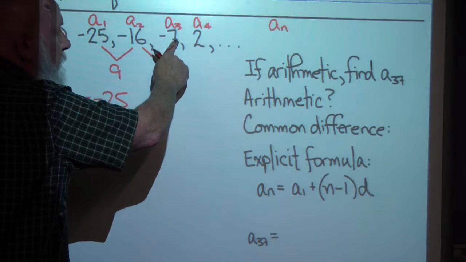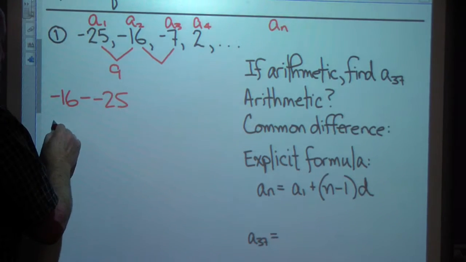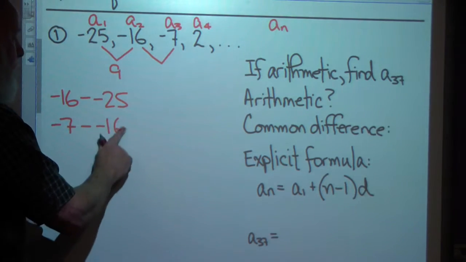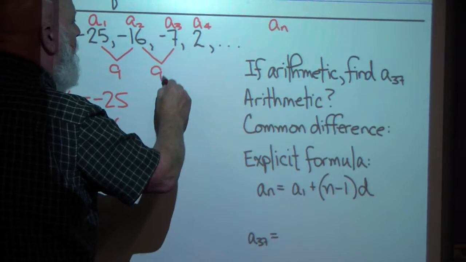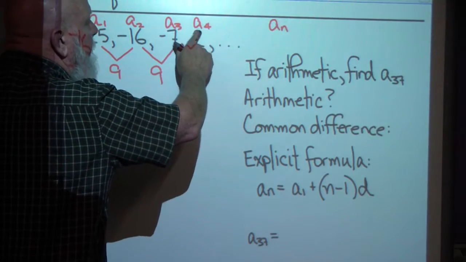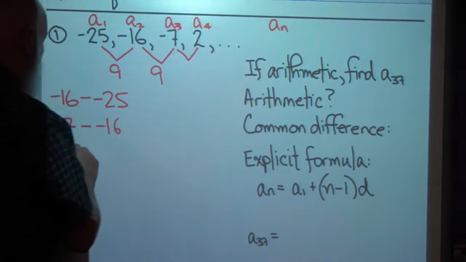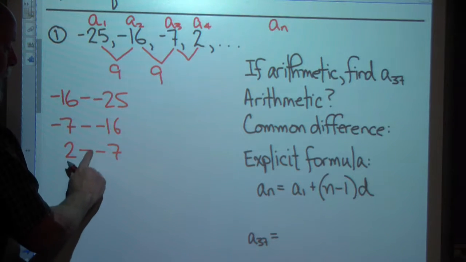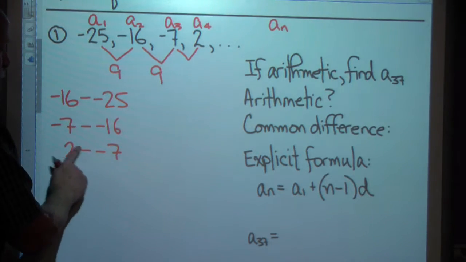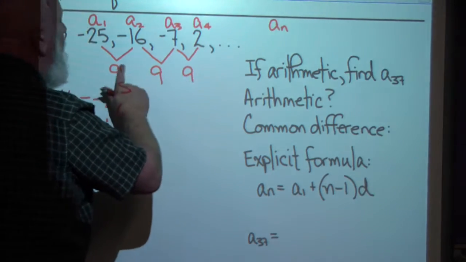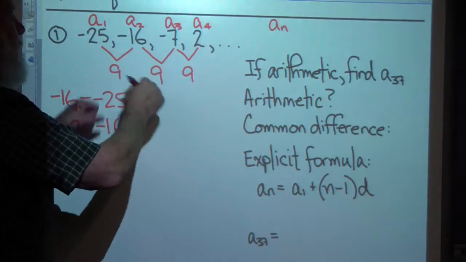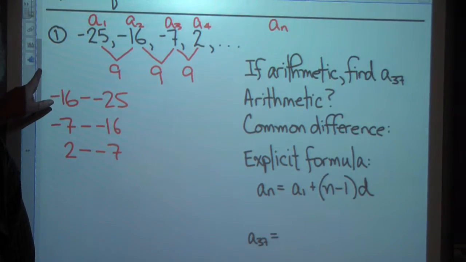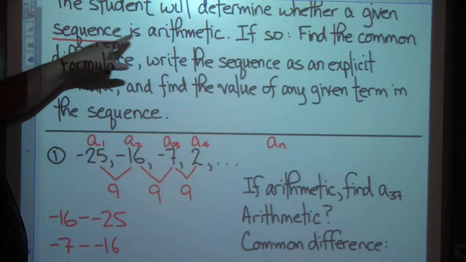Now we start with a sub 3 and subtract a sub 2, and we get negative 7 minus negative 16. That gives me positive 16 minus 7, which is also 9. Then we go to a sub 4, subtract a sub 3: 2 minus negative 7. This is now a double negative, so it makes that 7 positive, and 2 plus 7 is 9. And we see that we have the same difference between each consecutive pair of terms. And that's the definition of an arithmetic sequence.